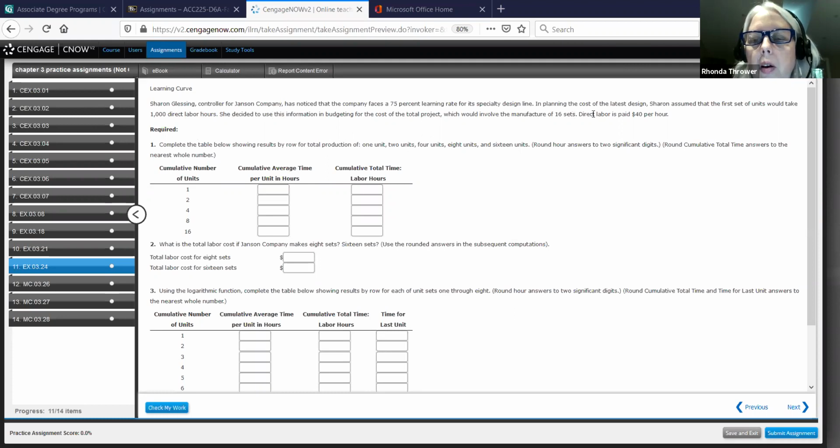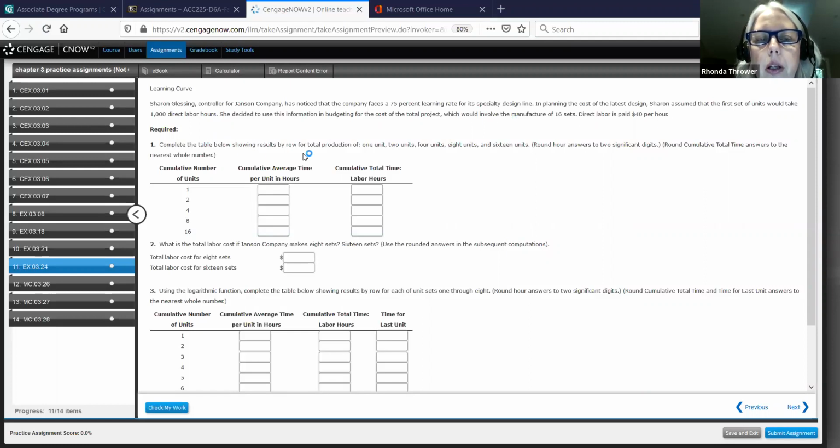In planning the cost of the latest design, Sharon assumed that the first set of units would take 1,000 direct labor hours. She decided to use this information in budgeting for the cost of the total project, which would involve the manufacture of 16 sets. Direct labor is paid at $40 per hour.